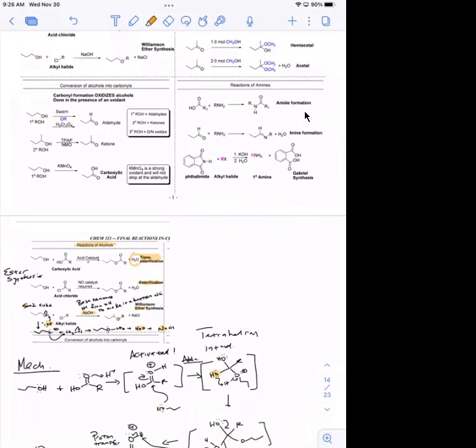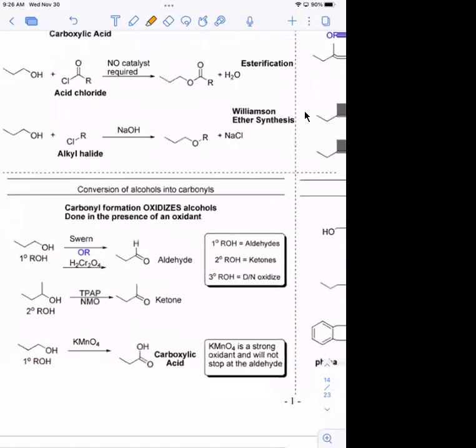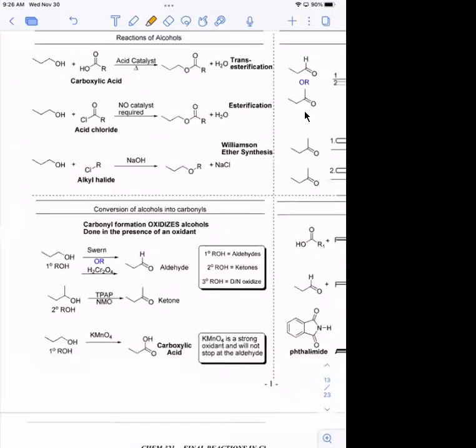Right, let's go to the next quadrant then. We're not going to go through these mechanisms because they're a little more complicated than time will allow. But for the Swern, all of them are readily available. If you want to go to the Organic Chemistry Portal, you can type in Swern oxidation and it'll pop right up and give you the mechanism.